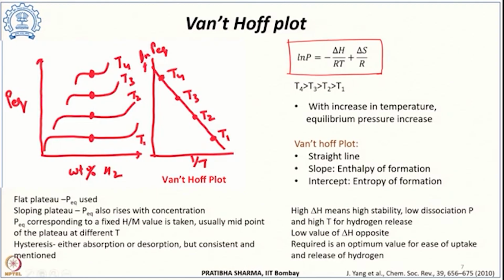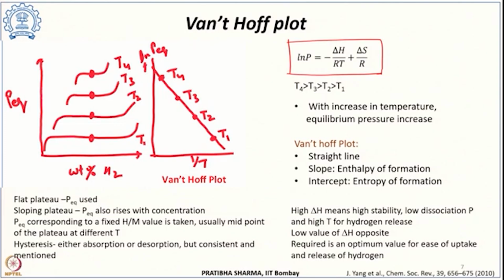So, a particular value of H by M is selected for that sloping plateau condition, and usually this is taken to be the middle point of the plateau region at different temperatures. Like here it has been shown for the flat plateau, where we have taken the middle point, and the same can be done when it is a sloping plateau. So, the middle point is taken as the P equilibrium at different temperatures, even if it is a sloping plateau.